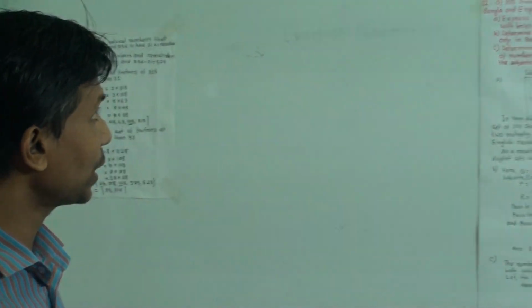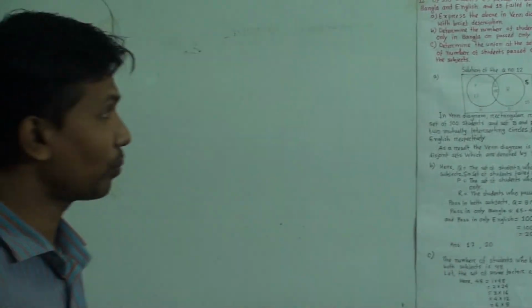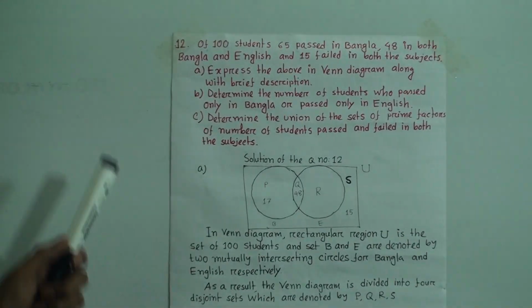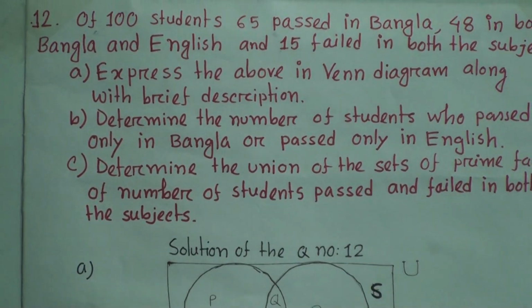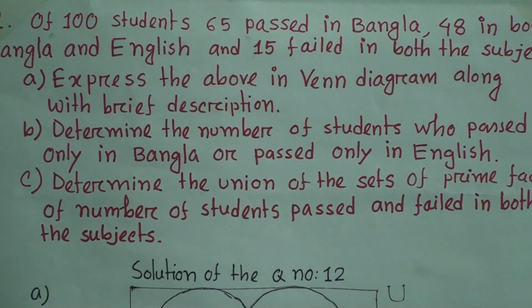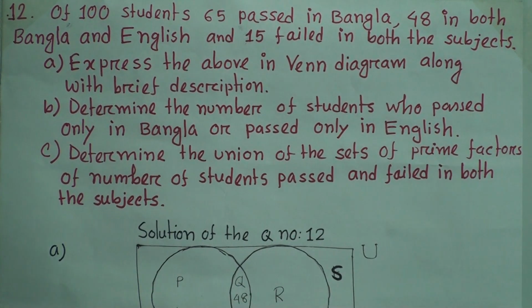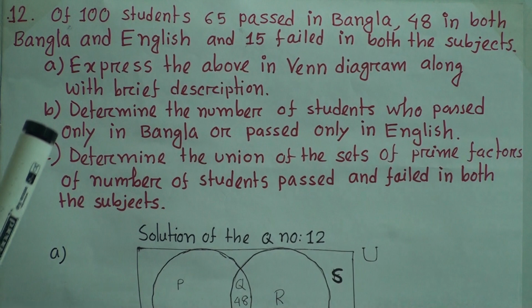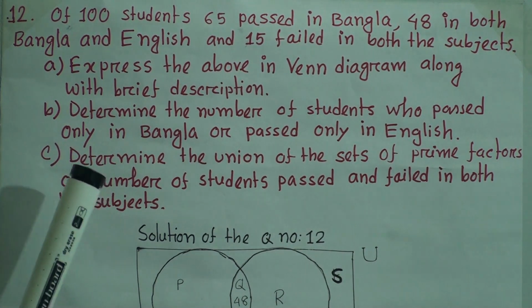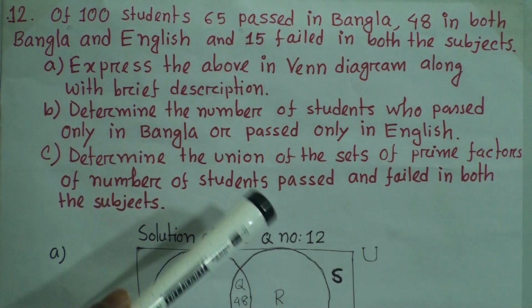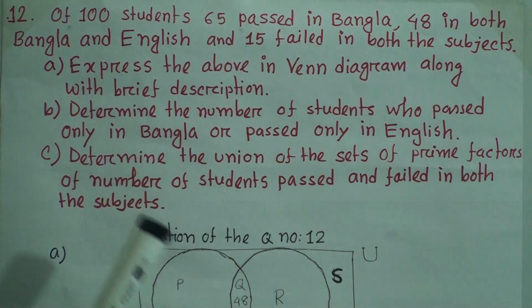Student, now I will solve CQ number 12, which is very, very important for your exam. At first we read question 12. Of 100 students, 65 passed in Bangla, 48 in both Bangla and English. 15 students failed in both the subjects. Express the above in a Venn diagram along with a brief description.